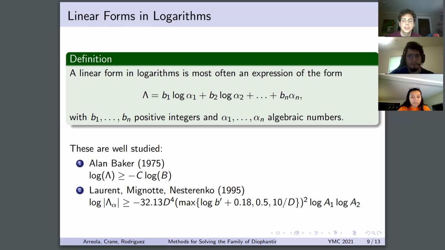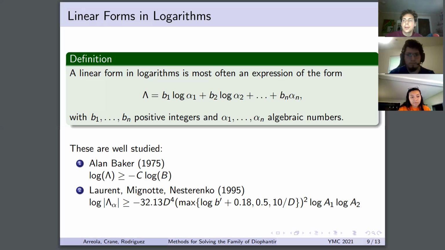Alan Baker was one of the first and most prominent mathematicians to study them, and found that there's an upper bound on the log of this linear form in logarithms. So you've got two logs going on, and it's given by this minus c log b, where c is a computable constant, mostly based on the alphas, and b has to do with the lowercase b's, the exponents, if you will. And then it has been refined over the years. So Laurent, Mignotte, and Nesterenko have found this bound.